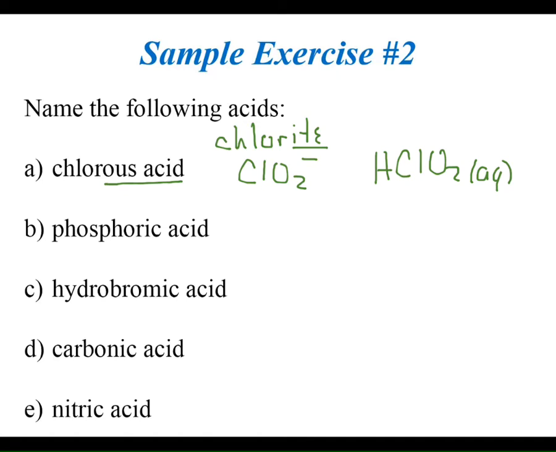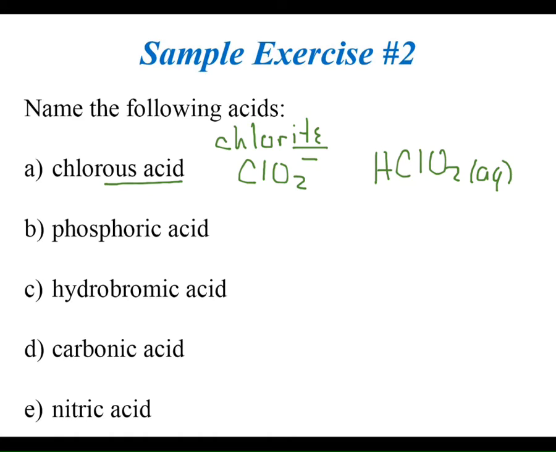Okay, time out. Does that make sense? So ous tells me it came from ite. So chlorous must have come from chlorite. What's chlorite? Well, you know chlorate, ClO3 negative, so chlorite must be ClO2 negative. That's one negative, so I only need one H plus to balance it out. So HClO2 aqueous.